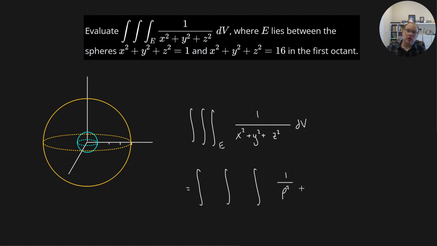But because I'm converting to spherical coordinates, I need to add that conversion factor. Rho squared sine phi. Okay? Integrate with respect to rho, then theta, then phi. We almost always use this order of integration. Okay? So let's find our limits of integration.